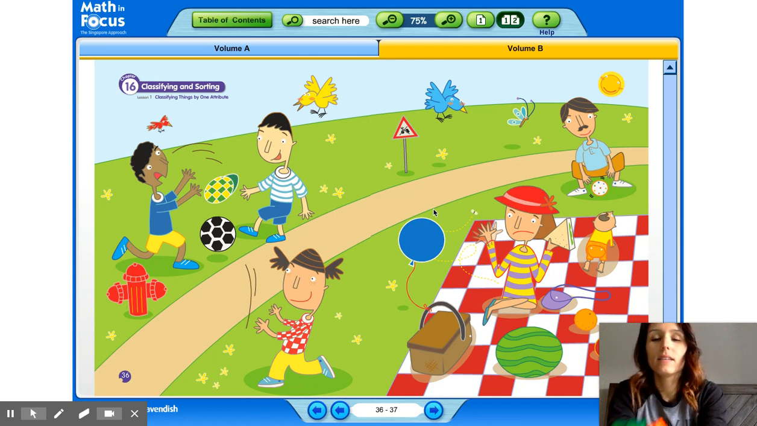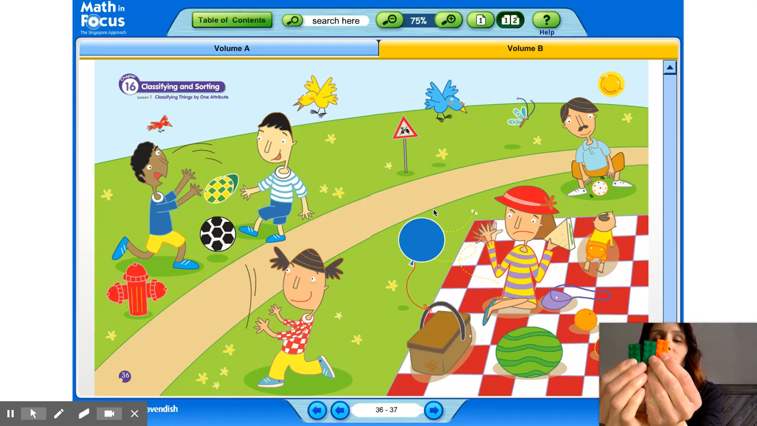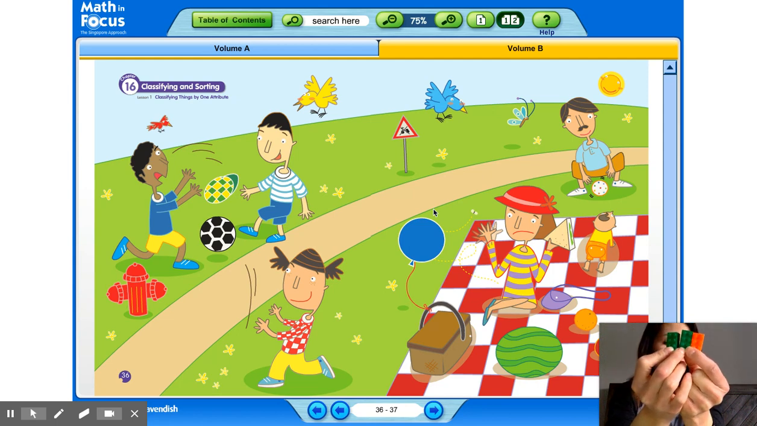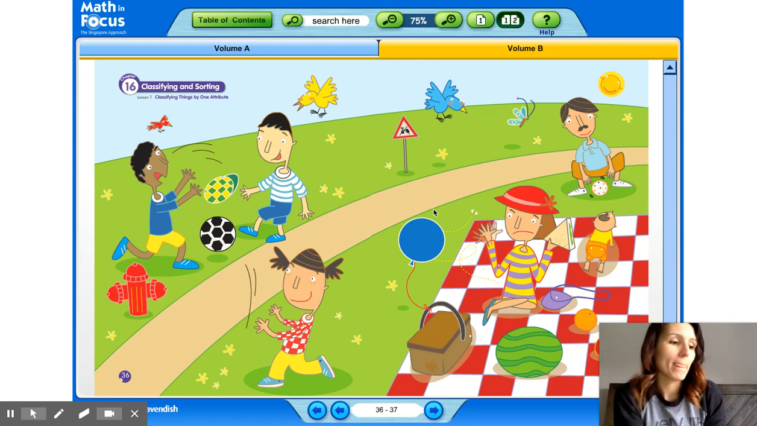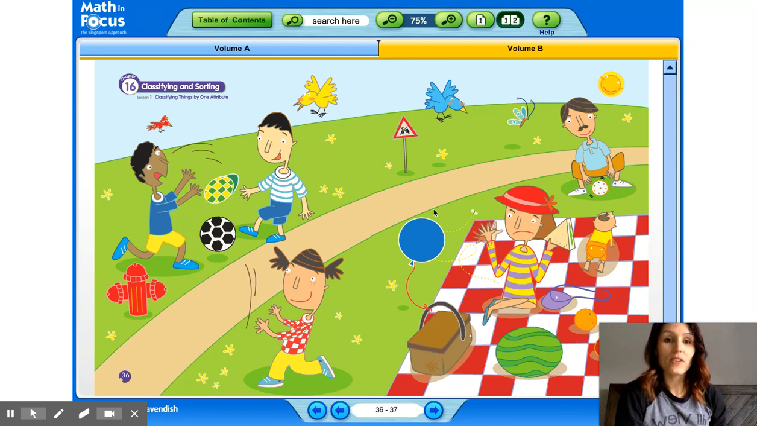Let's see. Okay. And if I asked you which one does not belong, which colored block does not belong? Good. The orange one does not belong because it is a different color from these green ones. So the orange one does not belong. And then looking at, I have another example here, just getting all my things.